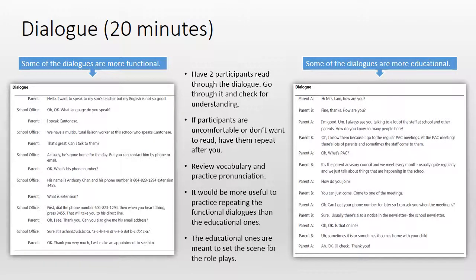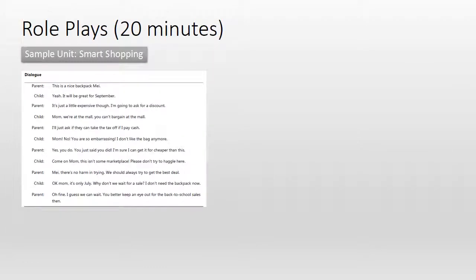The educational dialogues are meant to set the scene for the role plays. The role play section is where participants really get to practice the language for each of these topics. Here's an example of a more educational, setting the scene type dialogue. Once you are done going over this quickly, there is no need to practice this particular dialogue again, but rather move on to the related role plays.